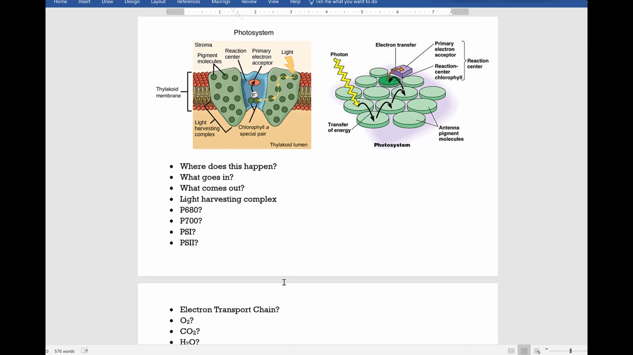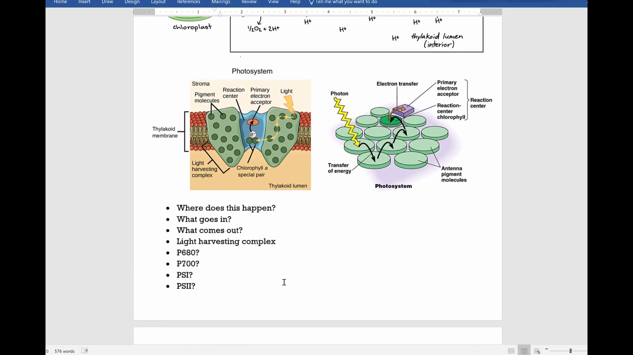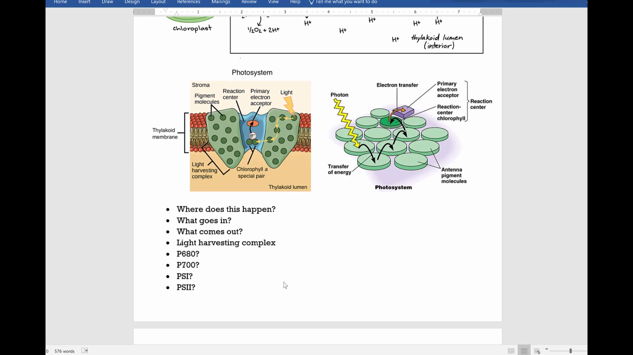So questions on the test, definitely you're going to see a question about is it energy or is it electrons being passed around? When is it energy being passed around? When is it electrons being passed around? And always location, location, location.